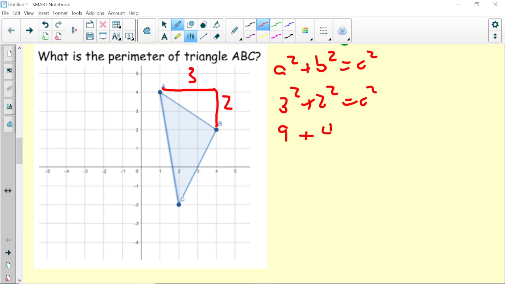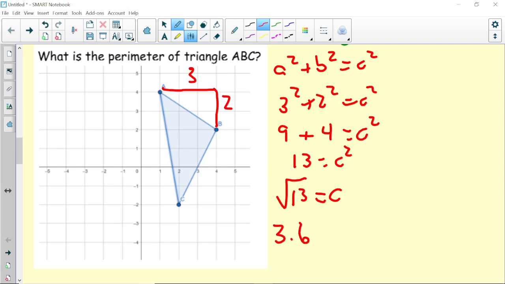3 squared is 9, 2 squared is 4, 9 plus 4 is 13, and we don't want c squared, we want c, so we have to square root it. And the square root of 13, this time it is a longer decimal, it is 3 point. I'm going to do some rounding here to 4 decimal places just to be safe. 3.60555. So that tells me that we're going to round this 5 up to a 6.